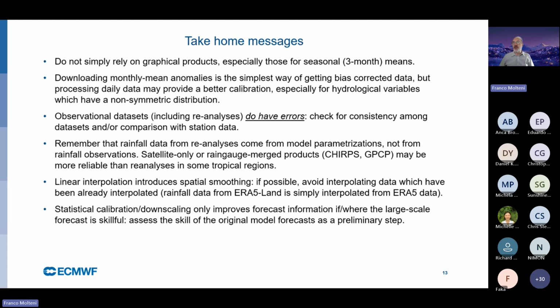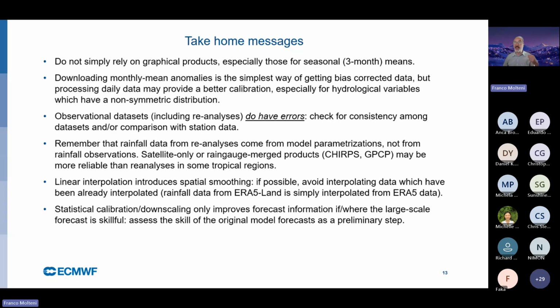Remember that linear interpolation introduces spatial smoothing, so if possible, avoid interpolating data which have already been interpolated. So, for example, if you take rainfall data, you can directly take them from ERA5 and then interpolate to the points where you want to have your signal, rather than taking them from ERA5-Land where they have already been interpolated.